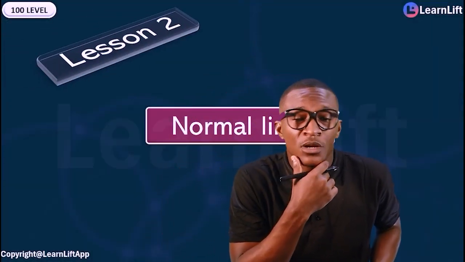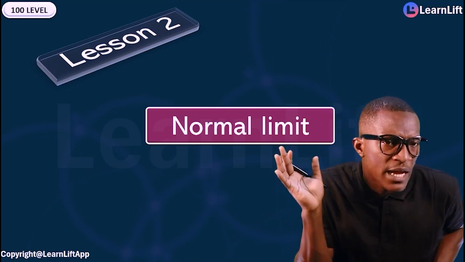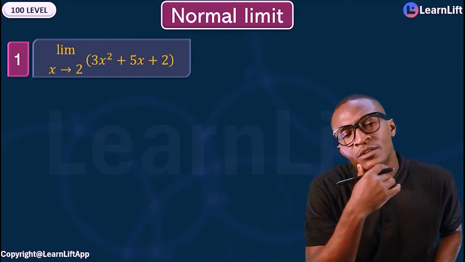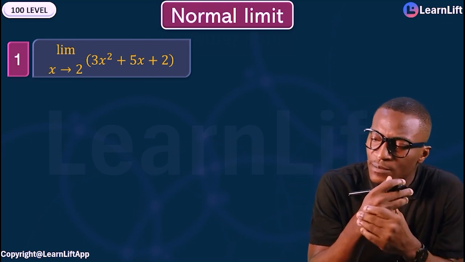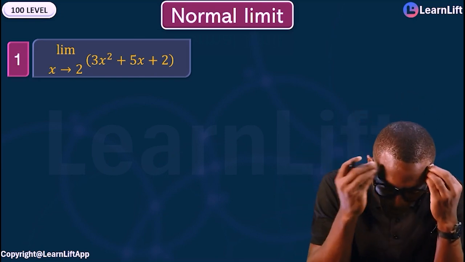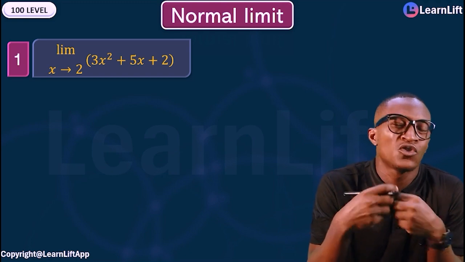In lesson 2, let's now talk about normal limits. How do we solve a normal limit? Very simple, freestyle. Let's say for example, we have the limit of 3x squared plus 5x plus 2. First of all, this is the first part. Please pay more attention. In solving limits, the first thing to do is to just plug in.